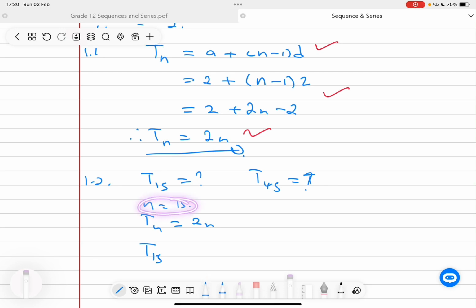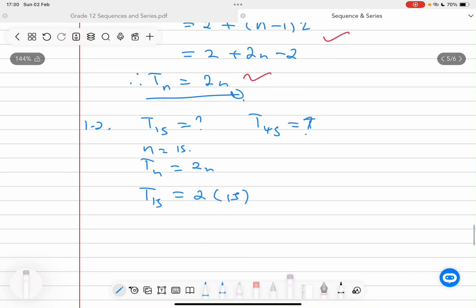Now, I'm putting this 15 here at the bottom. So that now I'm going to have a 2. Where I see an n, I put a 15, right? Because the n is a 15. And we all know that twice 15 should be 30.